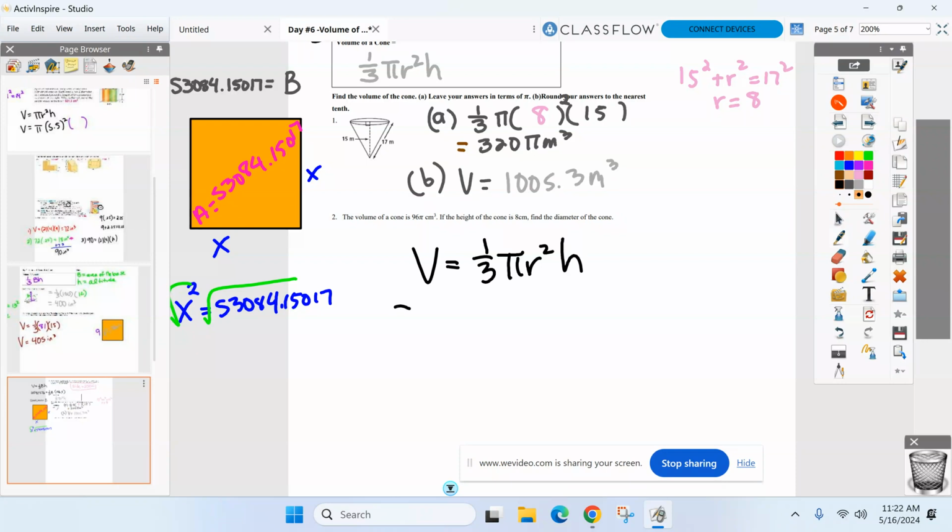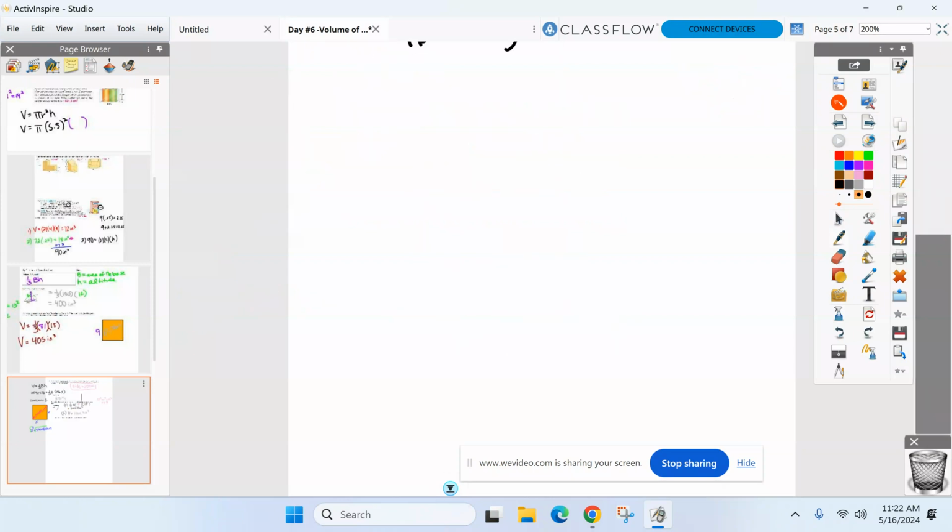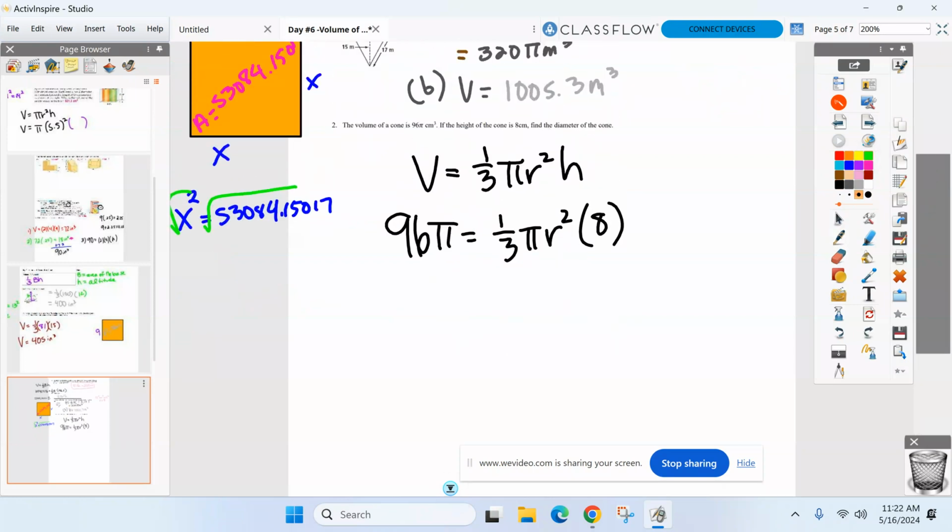Everyone substituting in 96 pi for the volume. We'll get to the radius. Height is 8. There it is. And lucky for us, once again, we got a pi on both sides, so they can go. Don't have to worry about dealing with them.